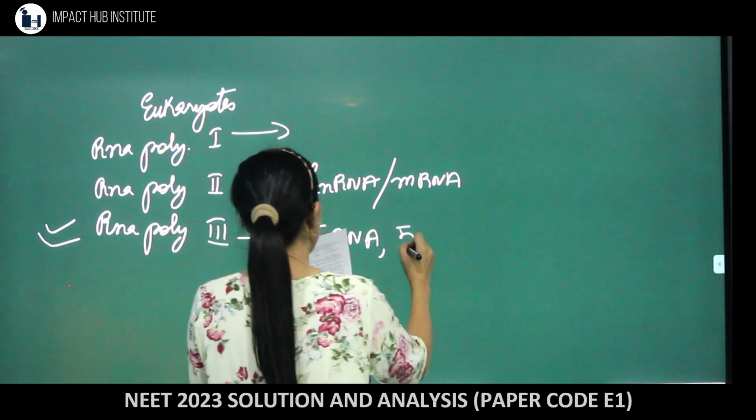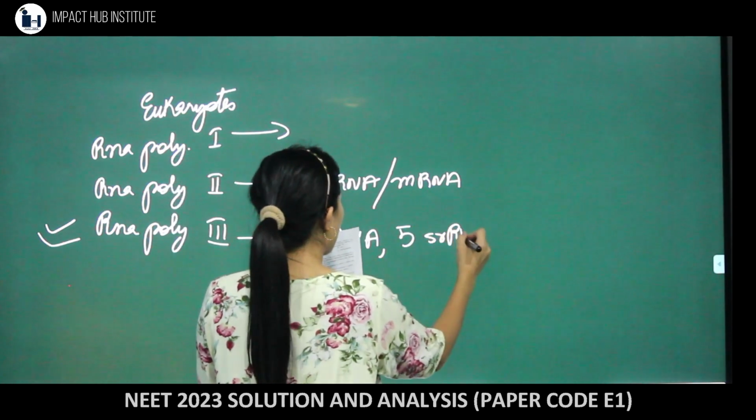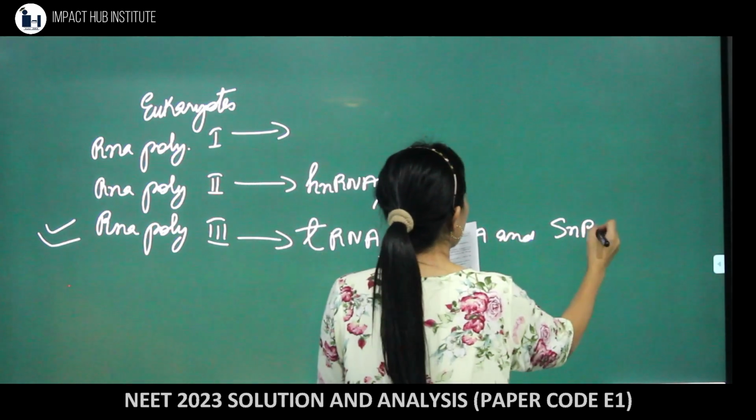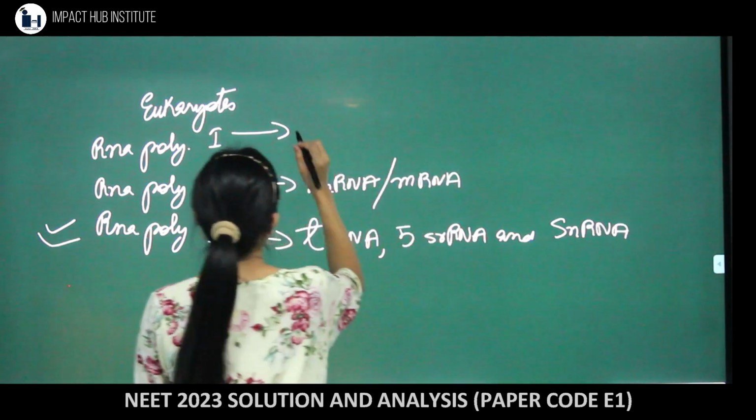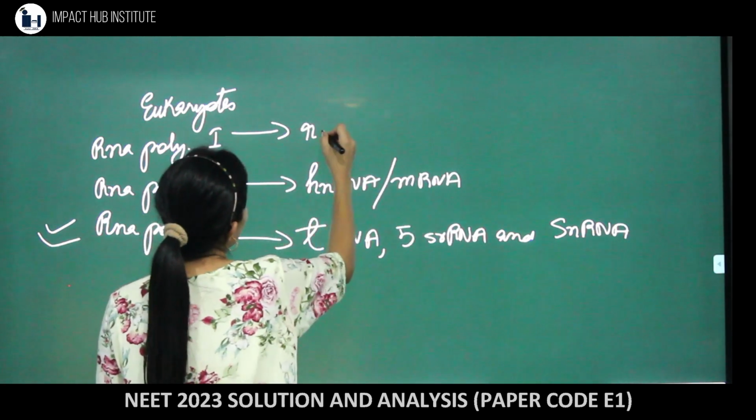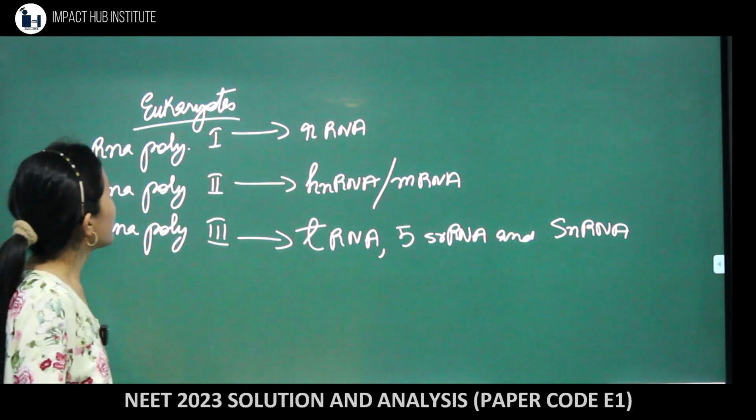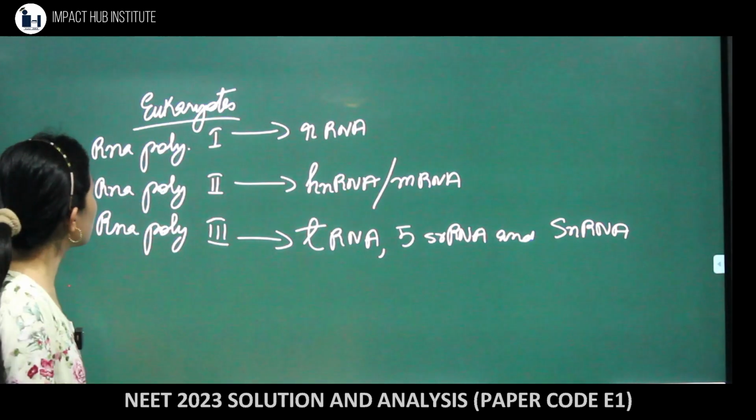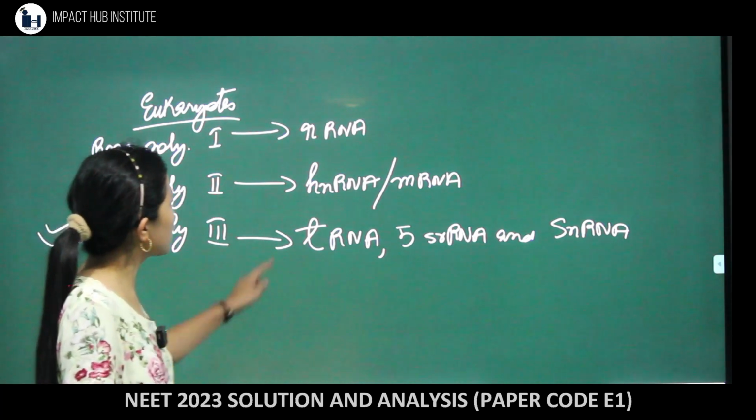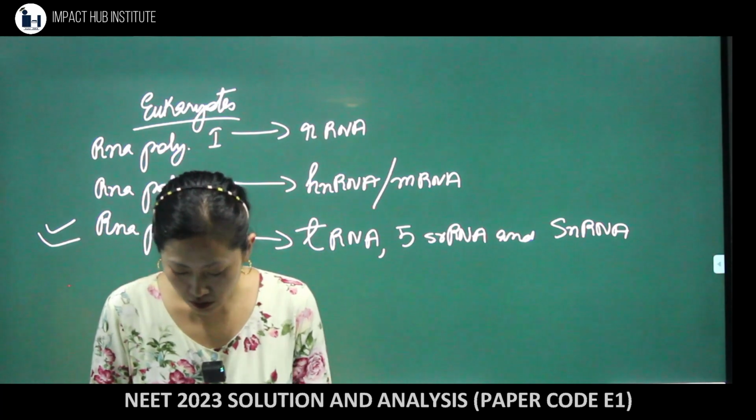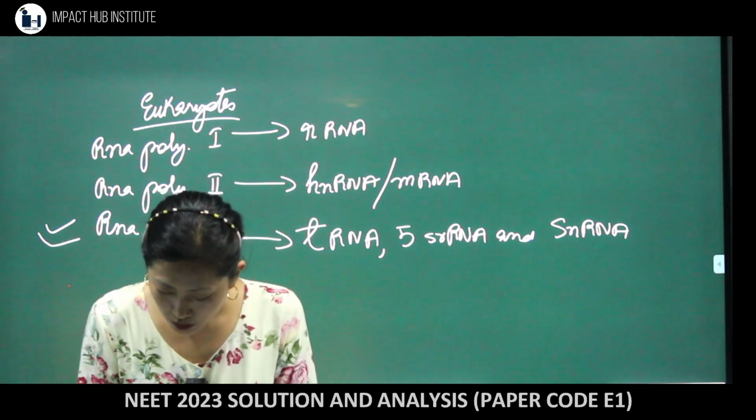tRNA along with 5S rRNA and snRNA. And this one helps in the synthesis of ribosomal RNA. This is only in eukaryotes. In prokaryotes, there is just one RNA polymerase which helps in the synthesis of all the 3 types of RNA. So the correct answer here is option 2.